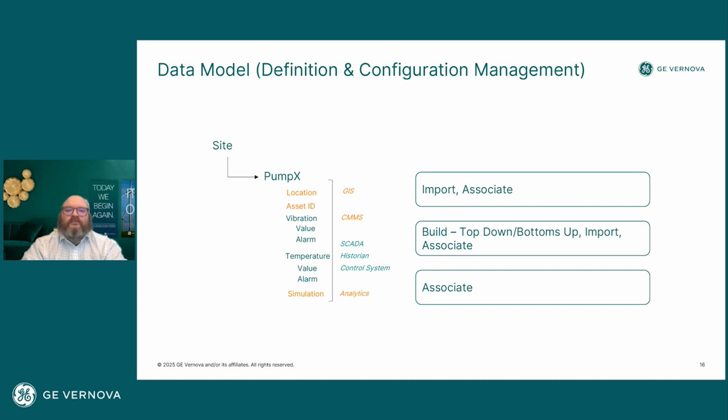The key pieces with the model, right? Import one, associate current one. You could build a model, whether it's top down, bottom up, import and associate, or if you've got one, let's use it, right? The key here is I want to give you as many options as possible to be able to have the model you need when you need it and where you need it. That's really important to me.